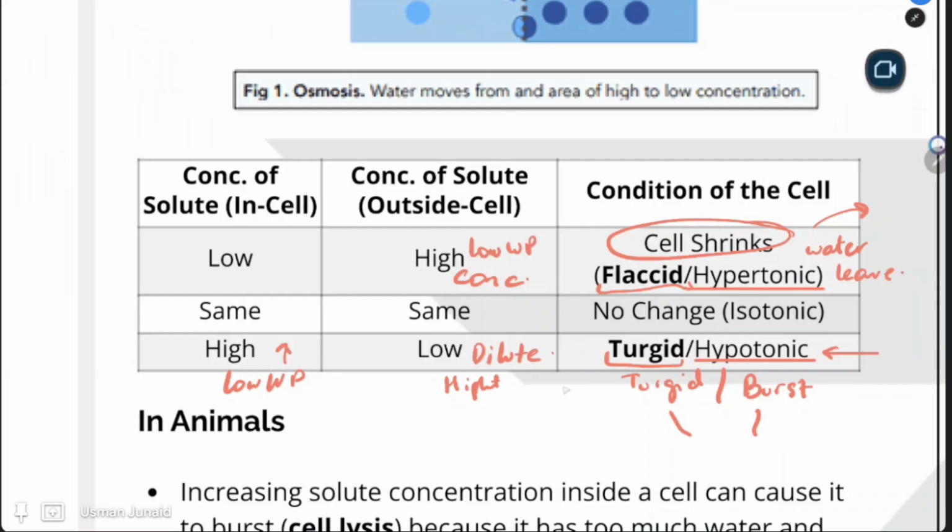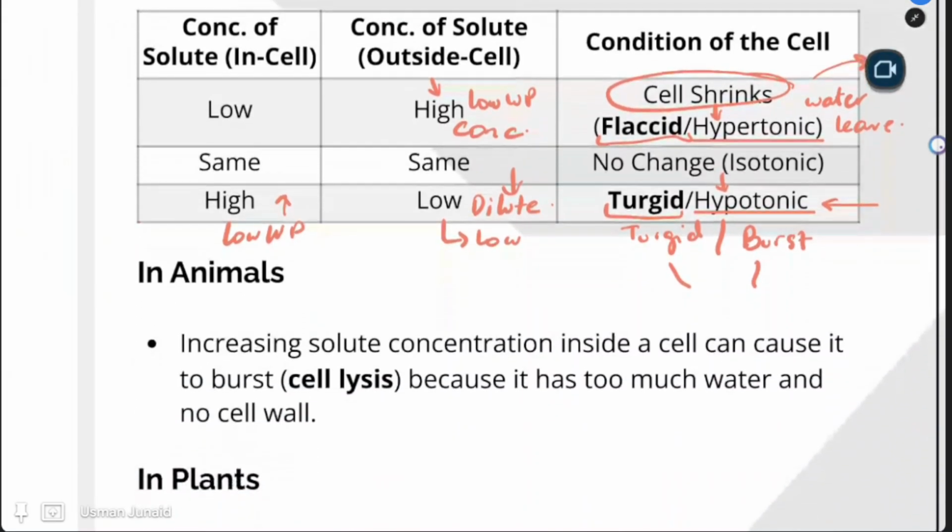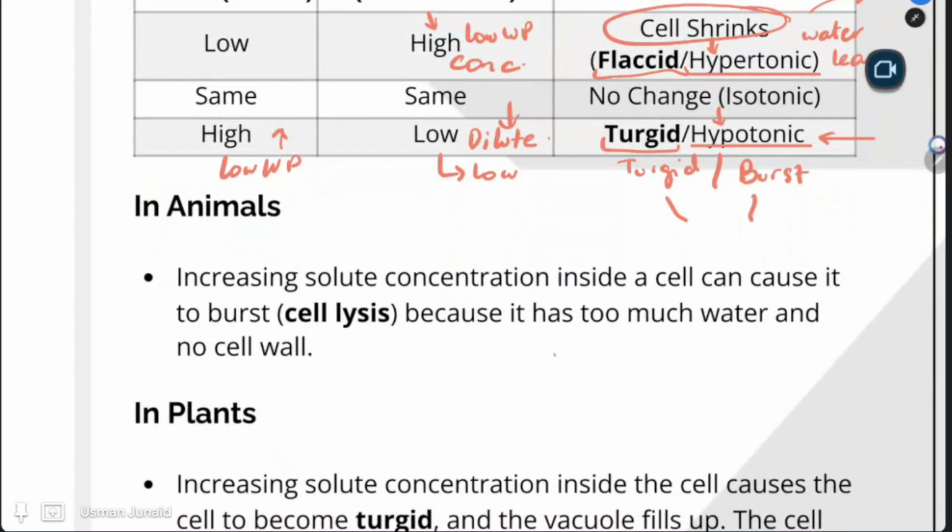Here we said that it's a dilute solution, right? So the concentration of the solute is low. So it's a hypotonic solution. Here it's a high concentration solution. So it's a hypertonic solution. So let's keep it this way. This is our cell.